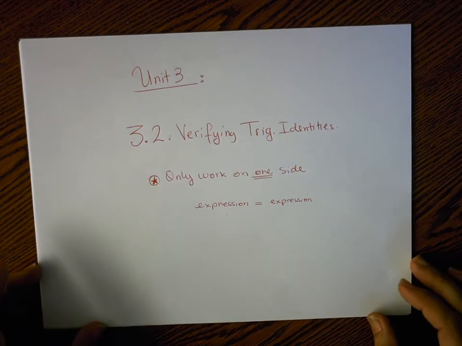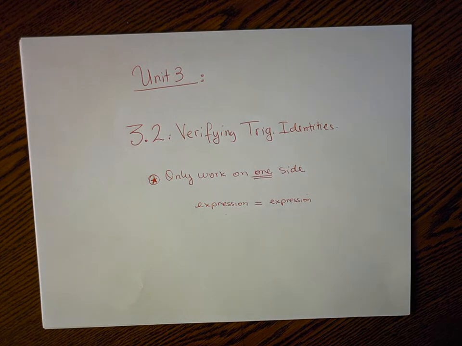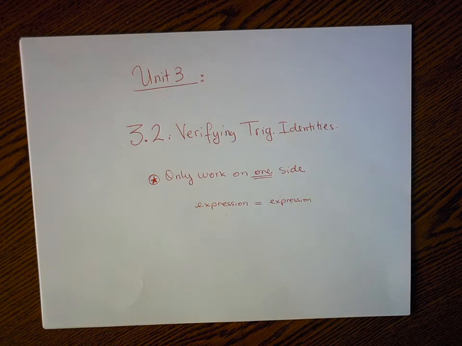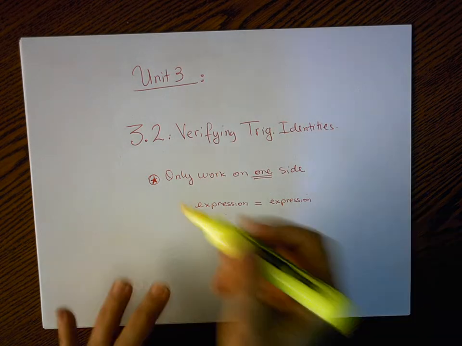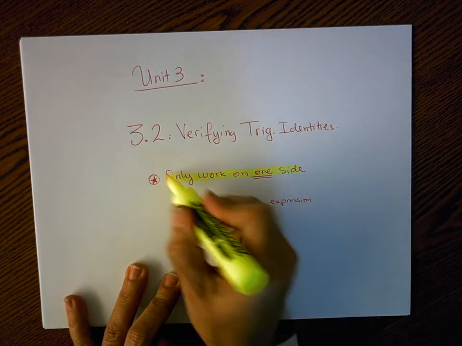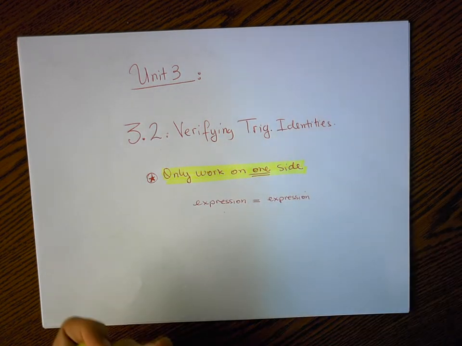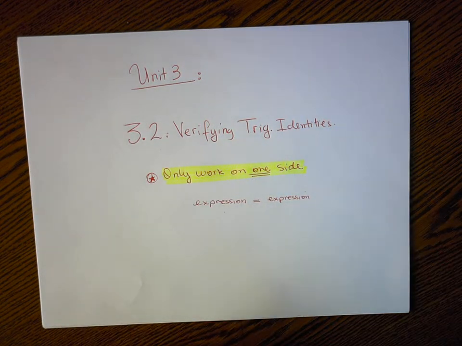Alright guys, here's Unit 3, Objective 3.2, Verifying Trig Identities. The main idea here for Objective 2 is to only work on one side of the equation, okay? So please put that in your mind. Students sometimes think, oh, if I divide both sides by something, I can make it work. You cannot change both sides of the equation, okay?